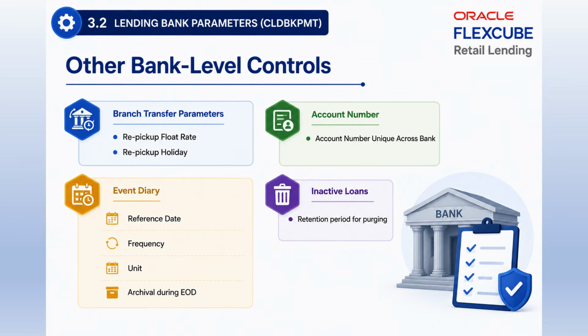The Lending Bank Parameters screen also provides several other controls. Under Branch Transfer Parameters, we have options such as re-pickup float rate and re-pickup holiday. The system also provides the account number unique across bank parameter. For operational housekeeping, event diary records can be archived based on the configured reference date, frequency, and unit. The system also provides parameters for purging inactive loans. These settings allow bank-level processing behavior to be configured according to the requirements of the implementation.